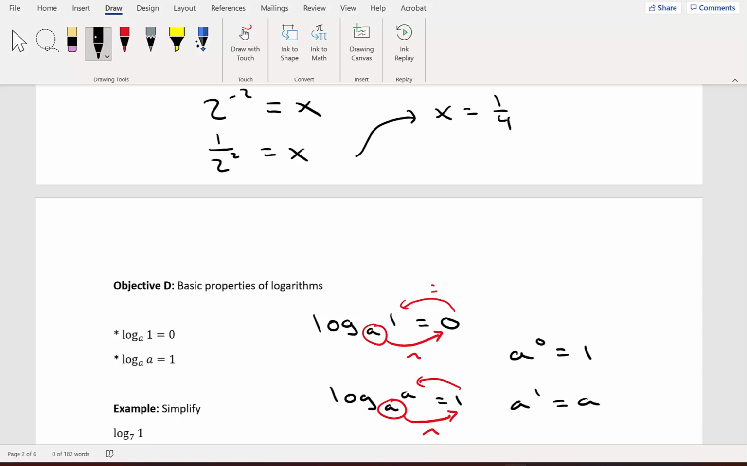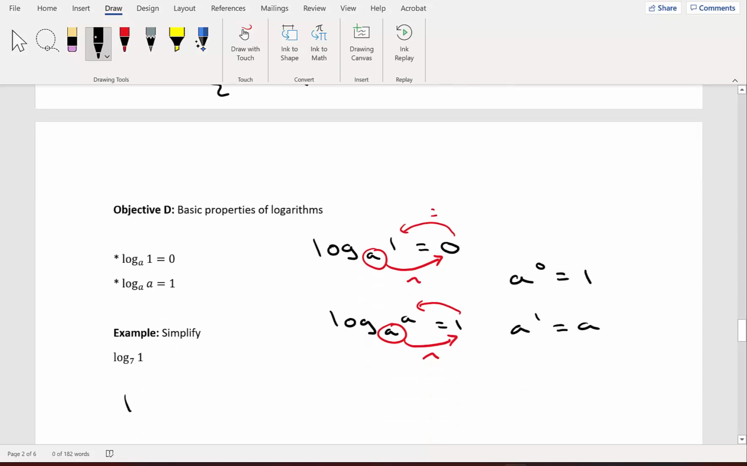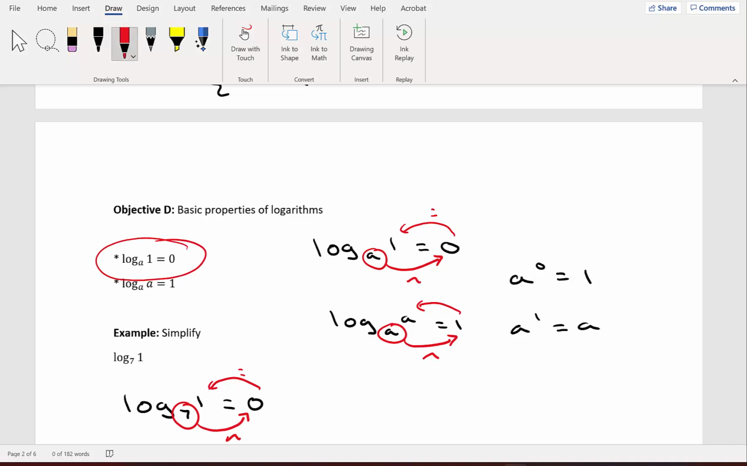Okay, so now we could use these properties to simplify logarithmic expressions. So for example, log base 7 of 1. Essentially what I'm trying to do here is figure out 7 raised to what power will give me 1. Well, I know I have to raise 7 to the 0th power. 7 raised to the 0th power gives me what? So 7 raised to this power has to be equal to this number. And that's just using our first property here.